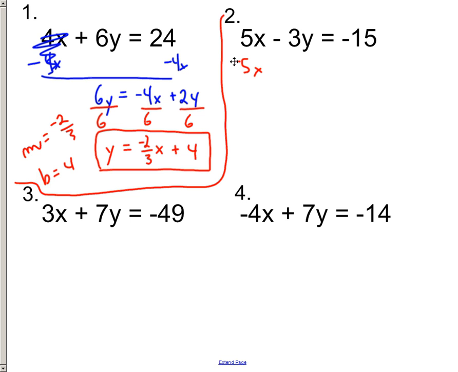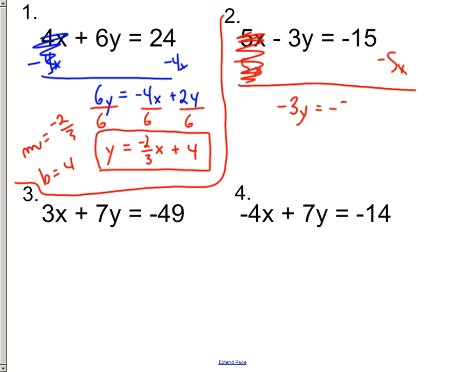Minus 5x, minus 5x. At this point, this goes away. You see this minus sign though? That's still sitting there in front of the 3. So let's think of it as a negative 3y. And we have to account for that negative. Okay, it didn't go away.